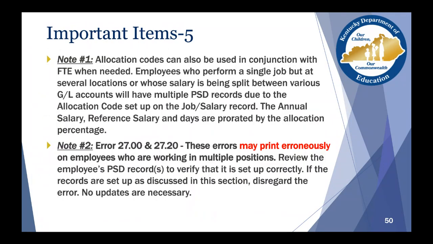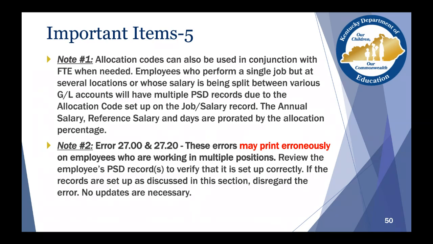So here's a note: allocation codes can also be used in conjunction with FTE when needed. Employees who perform a single job but at several locations, or whose salary is split between various GL accounts, will have multiple PSD records due to the allocation code set up in the job salary record. So it's the same here. If they have different GL strings, they're going to have multiple PSD records. The annual salary, reference salary, and days are prorated by the allocation percent.